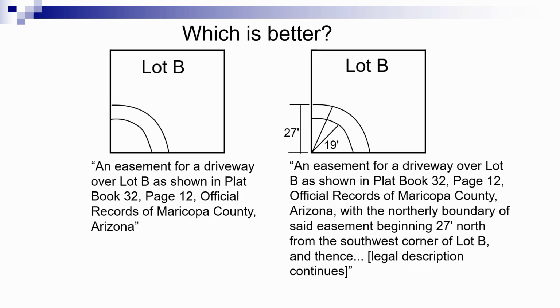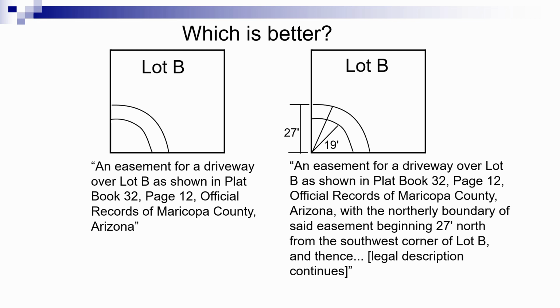So, which is better, to put in an exact location or not? The easy way, the way that's less expensive, is to simply say that we're granting an easement for a driveway over lot B, as shown in a plat book of a certain page in a certain county in a certain state. But that doesn't tell us exactly where the easement is on lot B. The better way is to say it's an easement for a driveway over lot B, and then to say exactly where the easement is located.